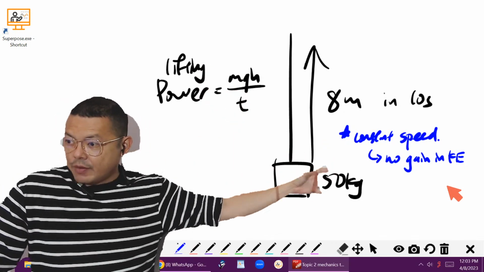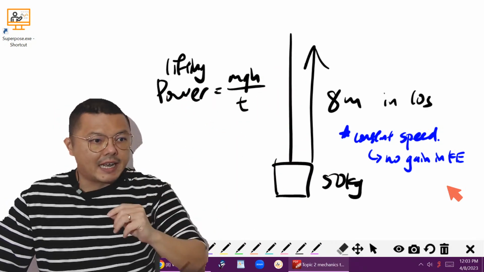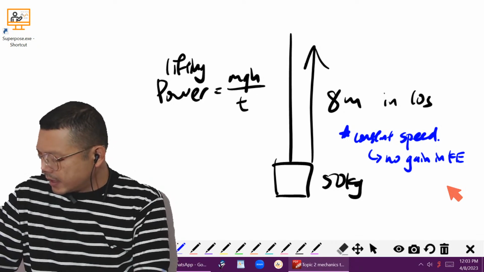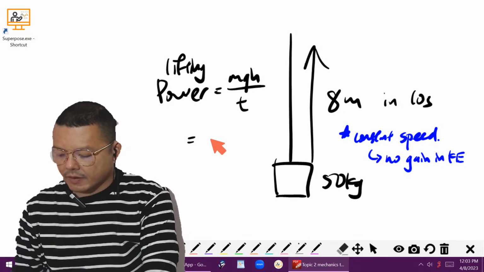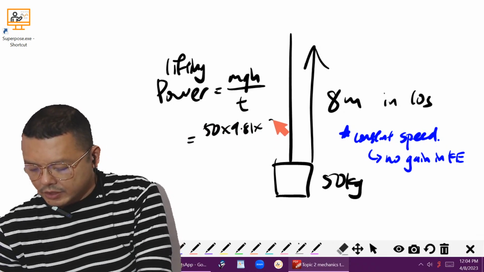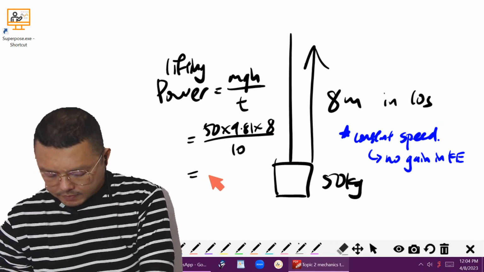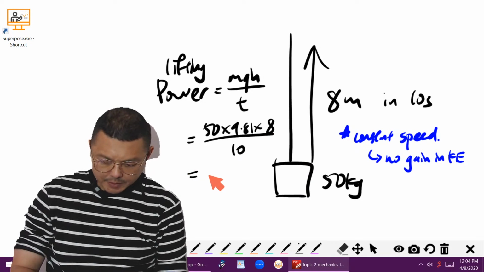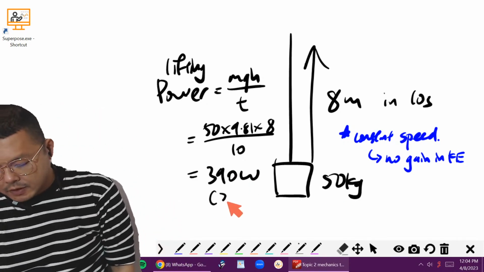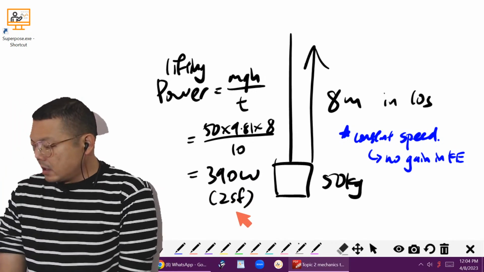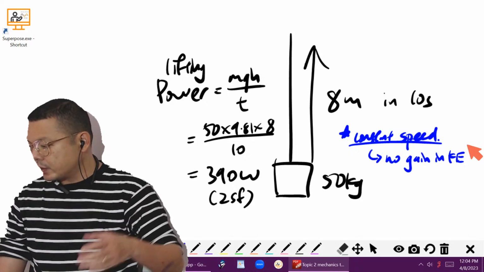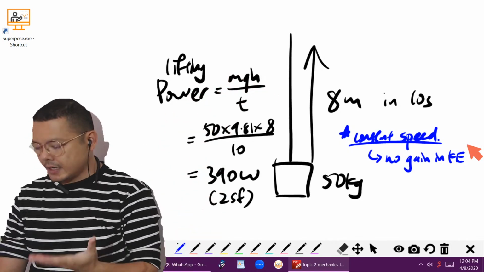If you tell me that the object gains KE as it's being lifted, then you have to add in the lifting power plus the amount of KE that it gains. I can add that in a while, but let's just do the simple one first. What's the lifting power then? You just got mgh over 10 seconds. So 50 times 9.81 times 8, divided by 10 seconds. 390 watts, 2 SF. That's the lifting power at a constant speed. Like I say again, if it gains speed, you have to add in the gain in KE for the lifting power. But it didn't gain speed, so we say constant speed.